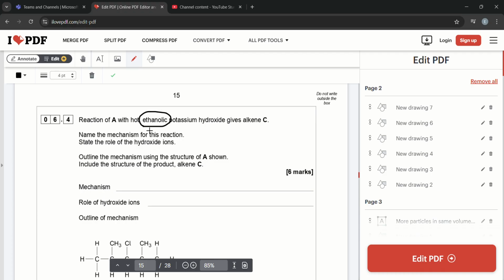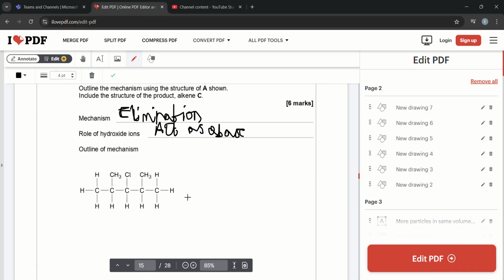6.4, another mechanism one, but this time it's with hot ethanolic potassium hydroxide. This is the key thing: dissolving in ethanol, and it also gives an alkene. Well, it's going to be an elimination mechanism. The role of our hydroxide ions in this case is they act as a base. So that's 2 marks. Now 4 marks for this. So we still have the OH minus with a lone pair of electrons, but in this case it's going to take a hydrogen, take a proton. So it's going to go like here.